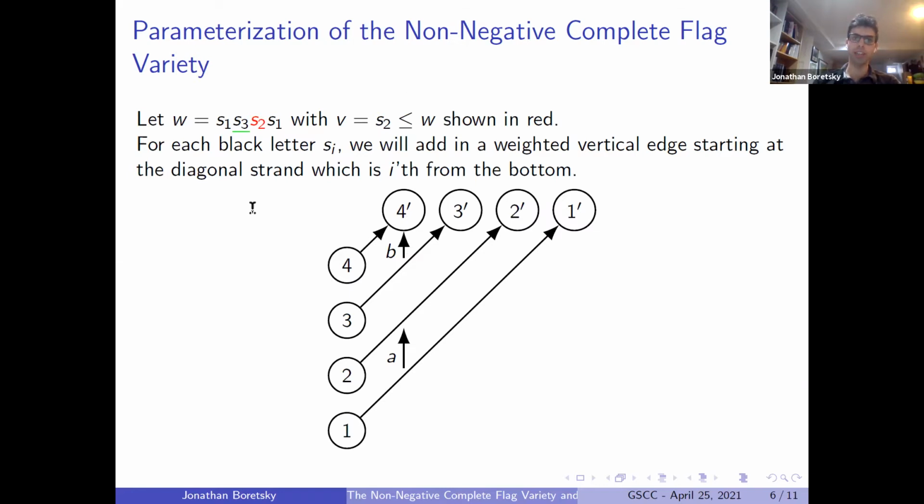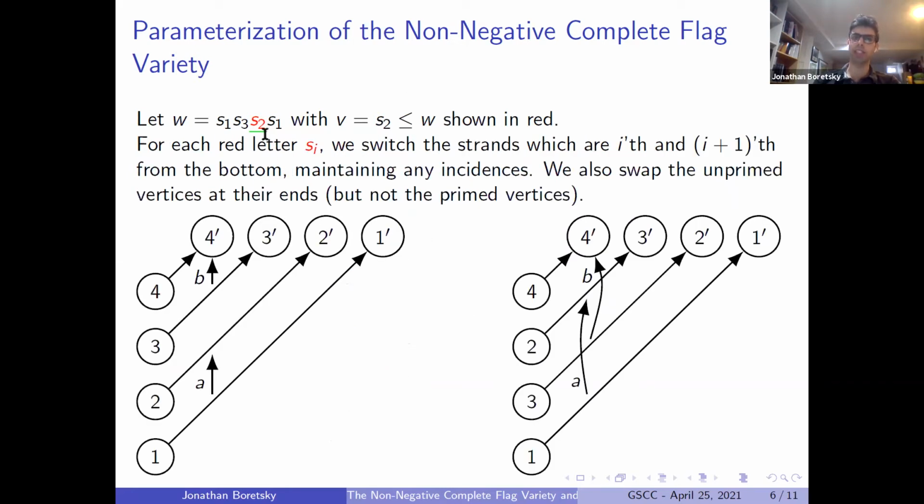The red letters are a bit more complicated. For a red letter s_i, what we're going to do is switch two of the strands. When we switch these strands, we're going to switch the unprimed vertices, but we're not going to switch the primed vertices, and we're going to hold on to any incidences. So here's a before and after.